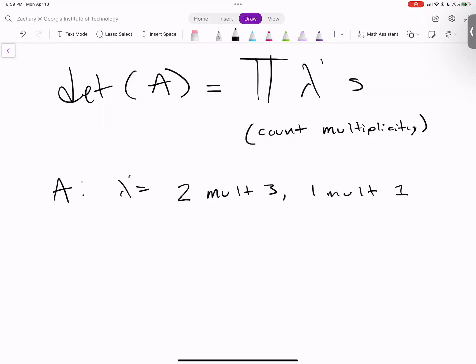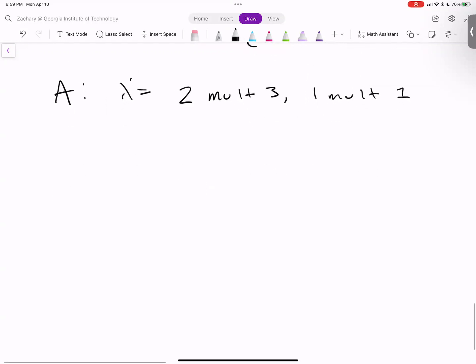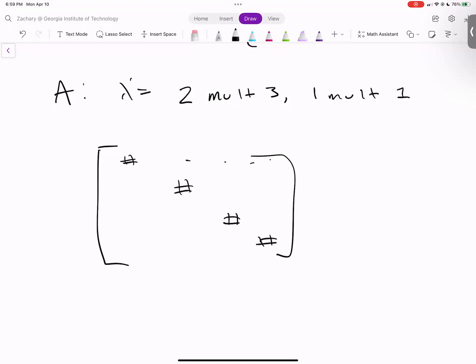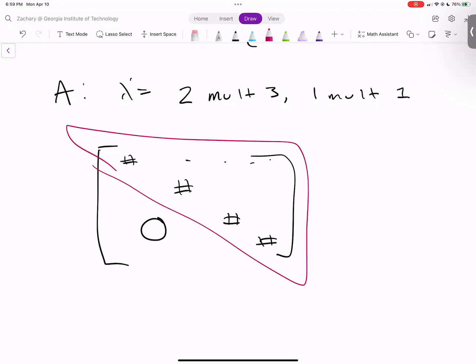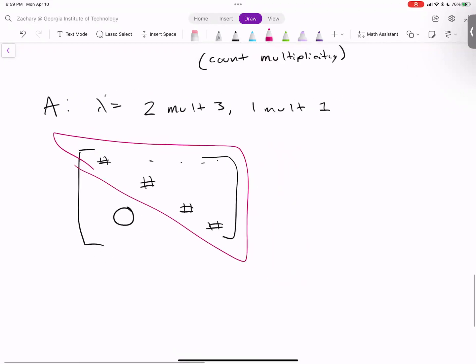A really, really easy way to always find eigenvalues is if you're given a triangular matrix, which looks like this: you have numbers on all your diagonal, and everything below it is 0 or above it is 0. So you can draw a nice triangle. We call this a triangular matrix. And then these numbers on the diagonal are the eigenvalues. You can pull them off really, really easily if they give you a matrix like this.